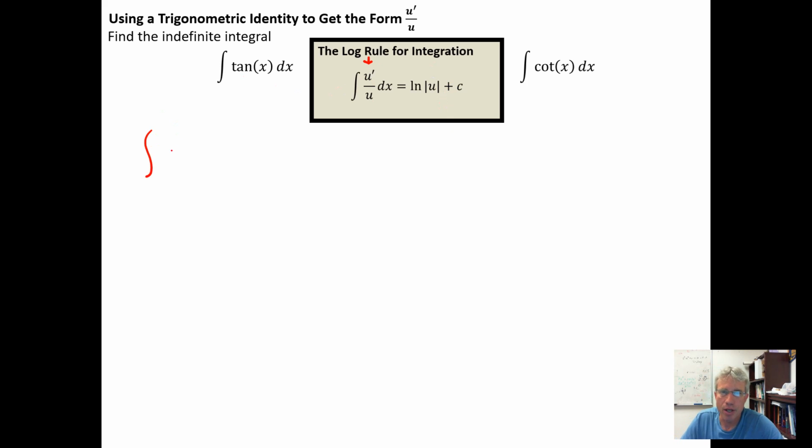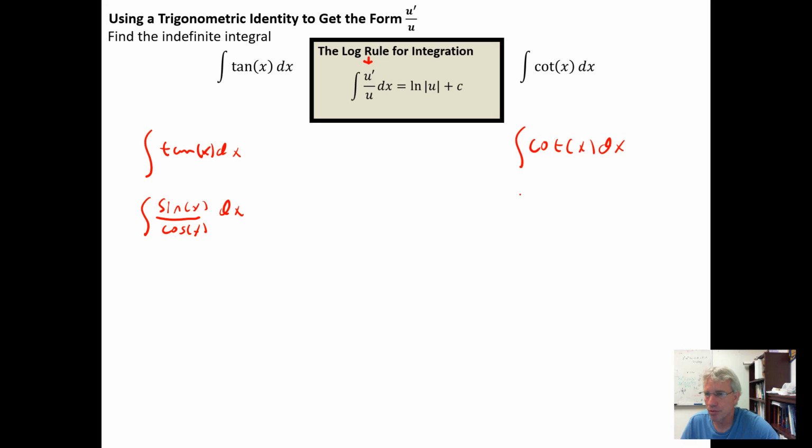So if we start off with the tangent function or the cotangent function, what we want to remember from trigonometry is that these are defined, using trig identities, as follows: the tangent function of x is defined to be the sine function over the cosine function, the ratio of the sine to the cosine. And the cotangent function is defined to be the reciprocal of the tangent function. So it is the ratio of the cosine function to the sine function, and this will be dx.